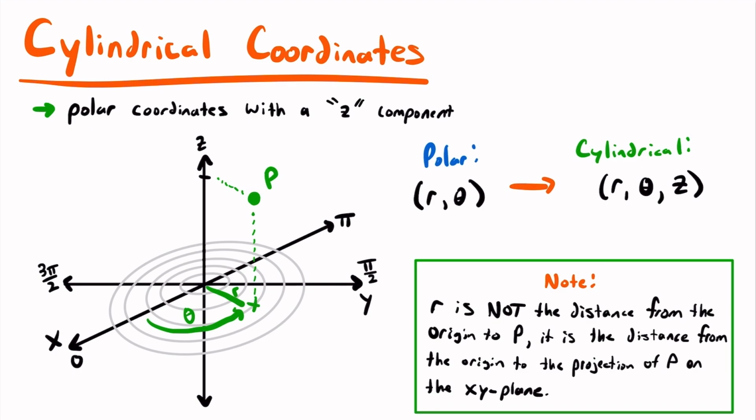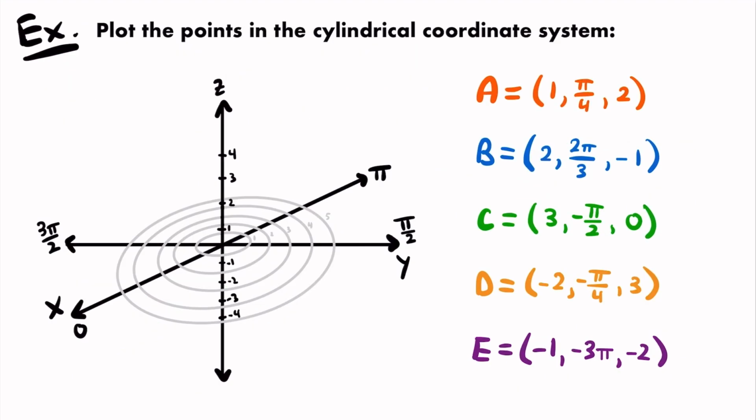Now let's practice plotting some actual points within the cylindrical coordinate system. For this example, we're going to be plotting 5 different points within the cylindrical coordinate system. Let's start with point A. We have 1, pi divided by 4, and then 2. Okay, so 1 is our radius, pi divided by 4 is our angle, and 2 is our z-coordinate.